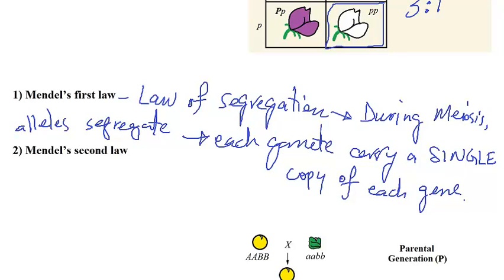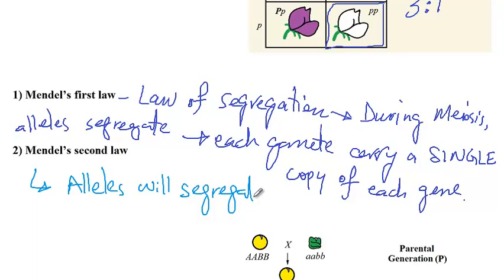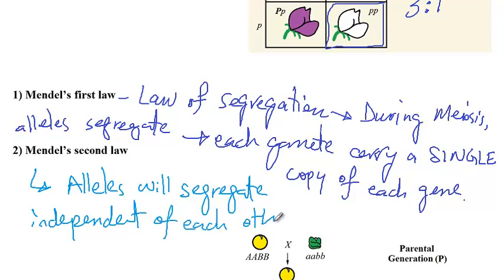And then we have the law of independent assortment, which states that the different pairs of alleles will segregate independently of each other during meiosis, provided that they are not linked together, meaning that they are not on the same chromosome. So alleles will segregate independently of each other, provided that they are not on the same chromosome. And this law is referred to as the law of independent assortment.